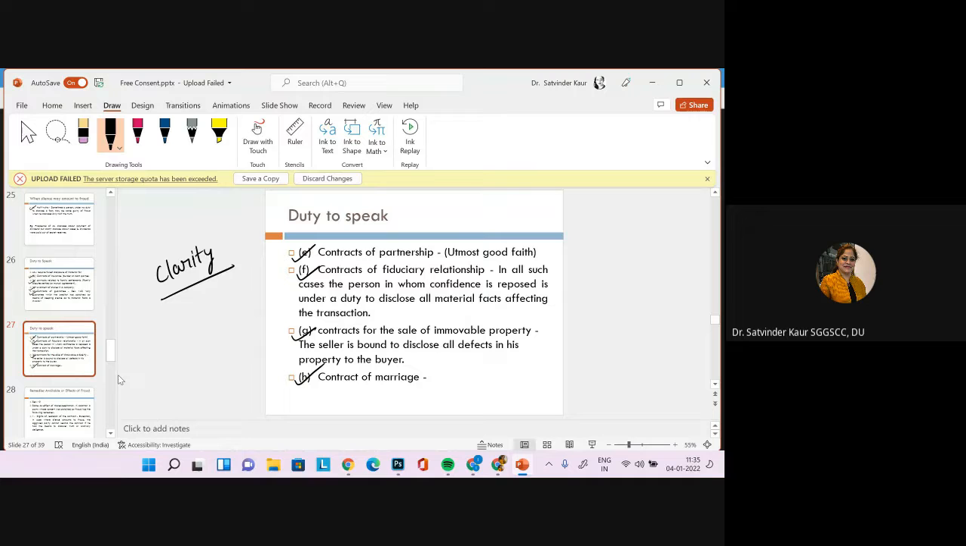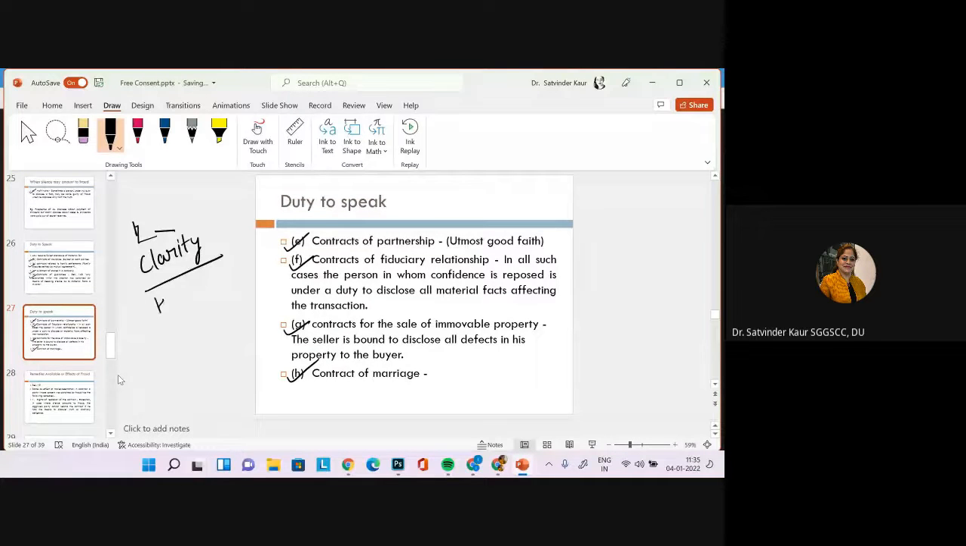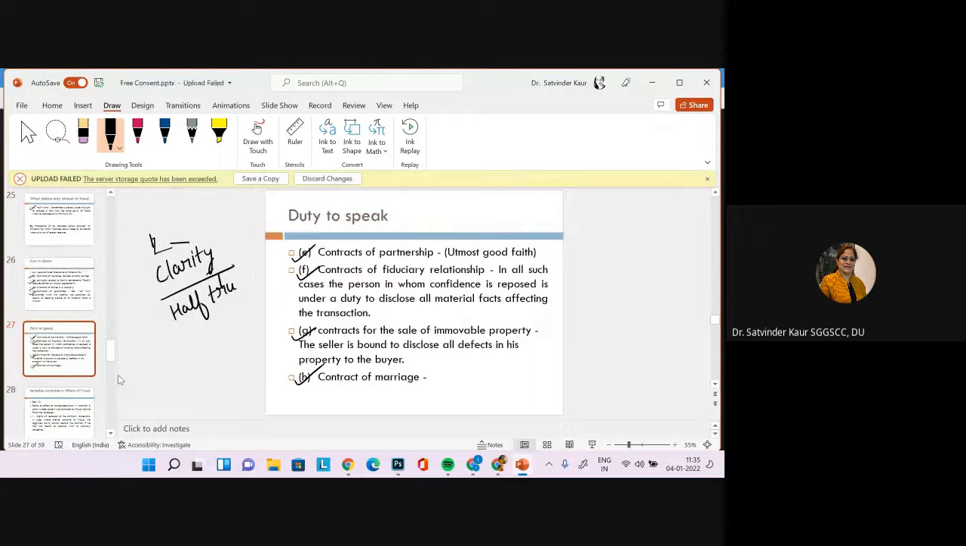So if you remain silent, or you talk about only half truths, this can mislead the other party, and in all these situations it would amount to fraud, because you had the duty to speak but you have not shared the complete details. So there it will be considered as fraud, right?